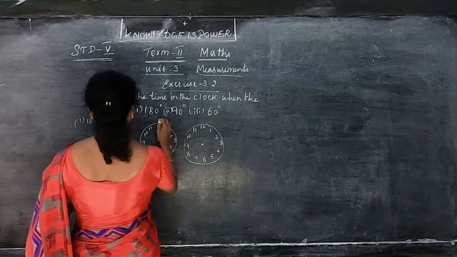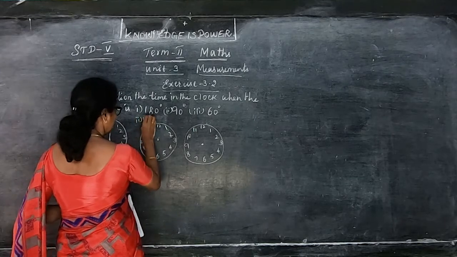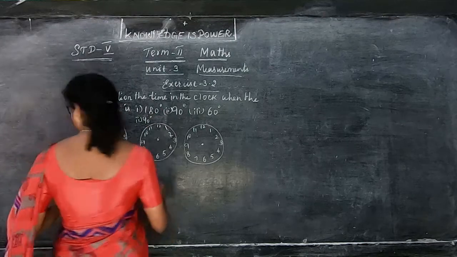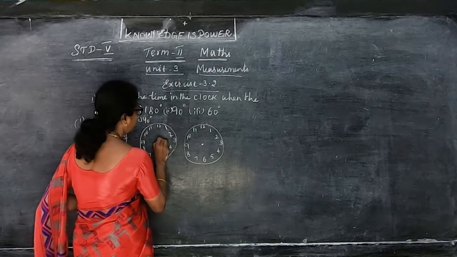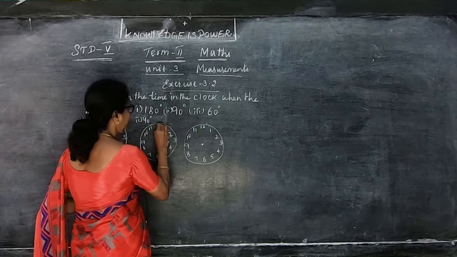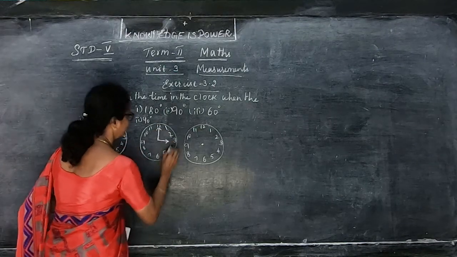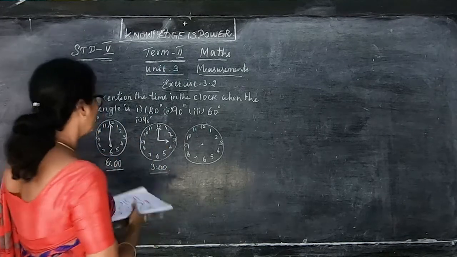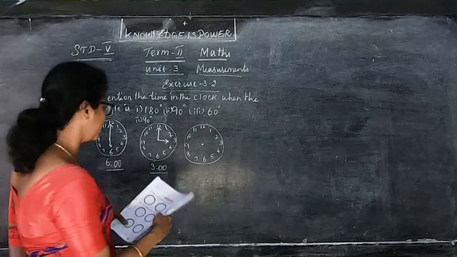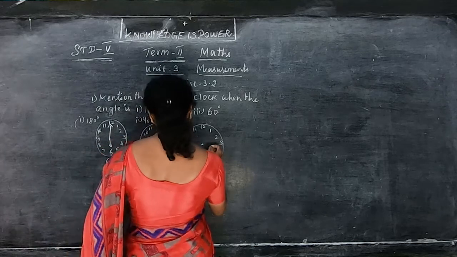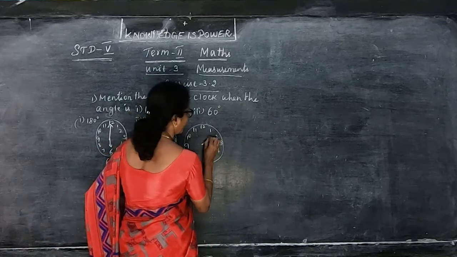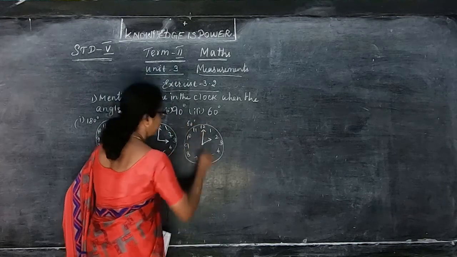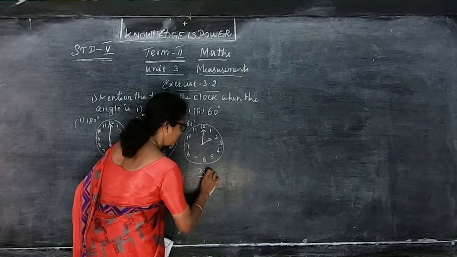Next one is 90 degree. Second sum is 90 degree. When 90 degree comes, what you have to do, we put the 3 o'clock. So draw 3 o'clock for 90 degree. And then 60 degree is 2 o'clock. So this will be the 2 o'clock.